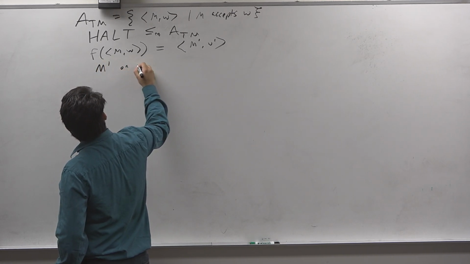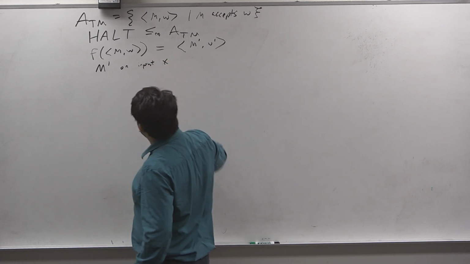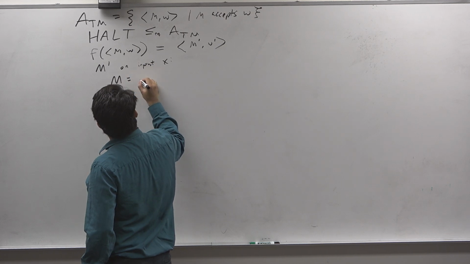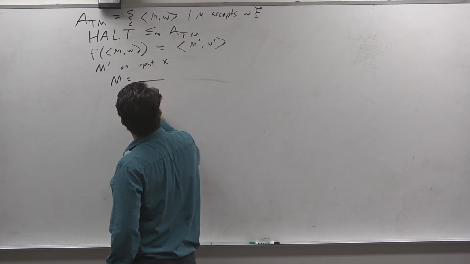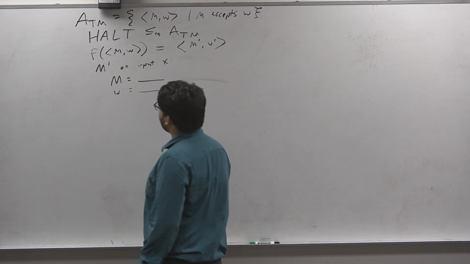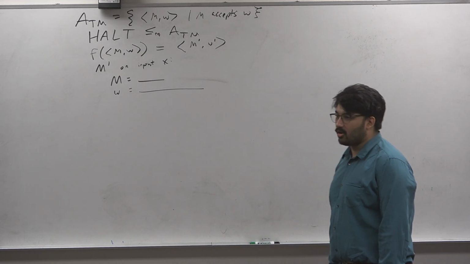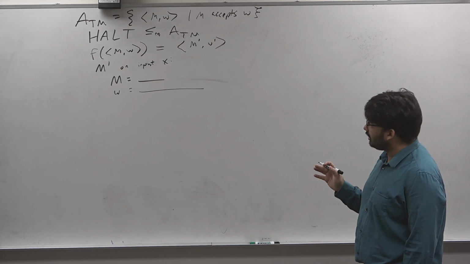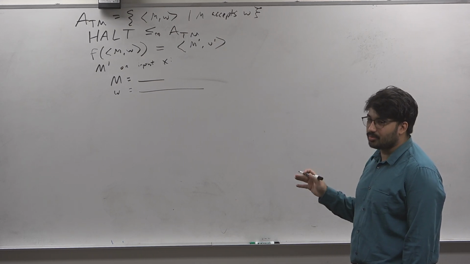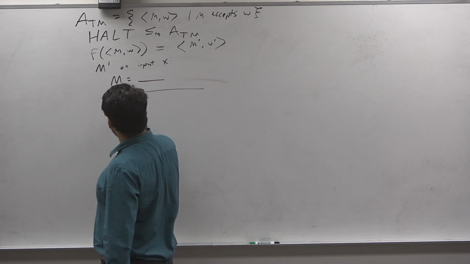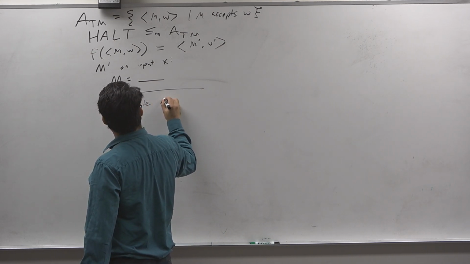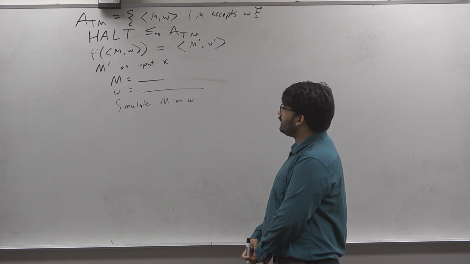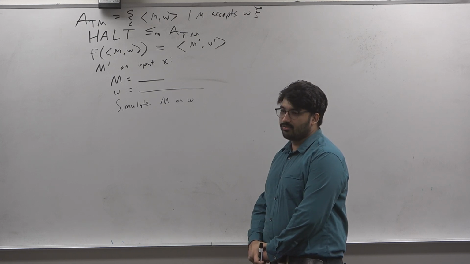M prime, let's say on input, and let this be some generic input, let's say X, okay? It's going to contain M hard-coded. M prime is written down by this reduction. It contains, as constants, just hard-coded into the description here, the description of M and the description of W. Now we're going to simulate M on W. Now, that line could get in an infinite loop, right?